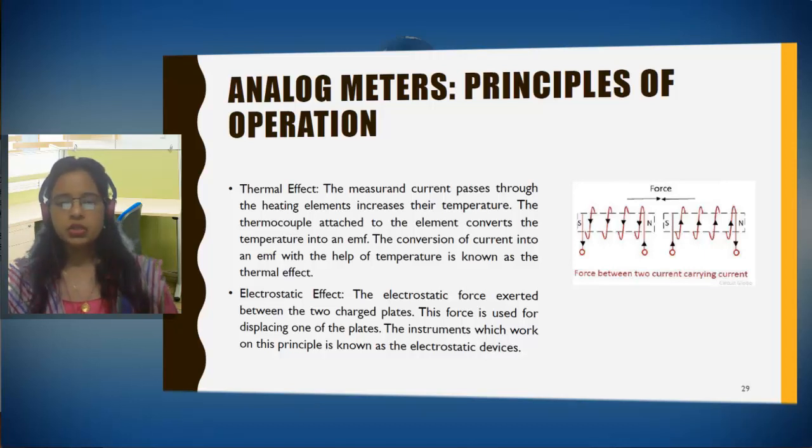So when two parallel plates are placed near to each other, and of course the plates should be charged, then the plates will experience a certain force which will help in displacement of the plates. This effect is used in certain instruments. The devices in which the electrostatic effect is used are known as electrostatic devices.